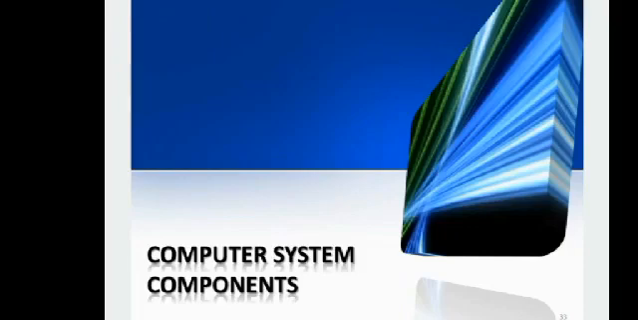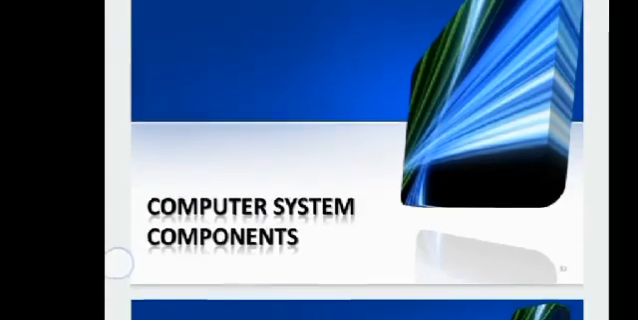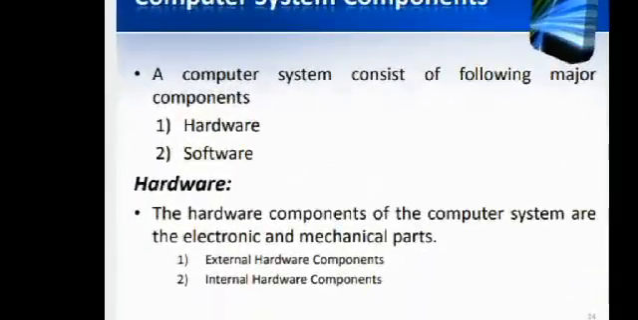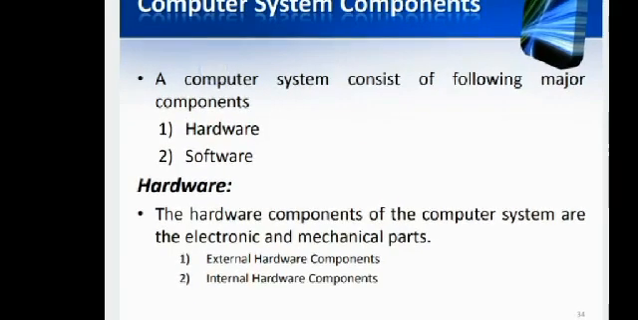Now we will move towards our next topic, which is the computer system components. What are the computer system components? So guys, let's see. The computer system components consist of two components, hardware and software. And hardware includes external hardware and internal hardware components.